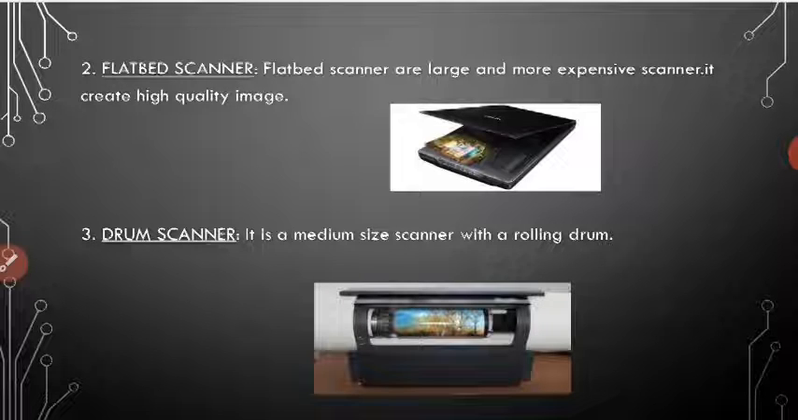Next one is the drum scanner. It is a medium size scanner with a rolling drum. As you see in the picture, in the middle there is a rolling drum, which rolls out. And when the drum is rolled out, the image is scanned. So this is the drum scanner.